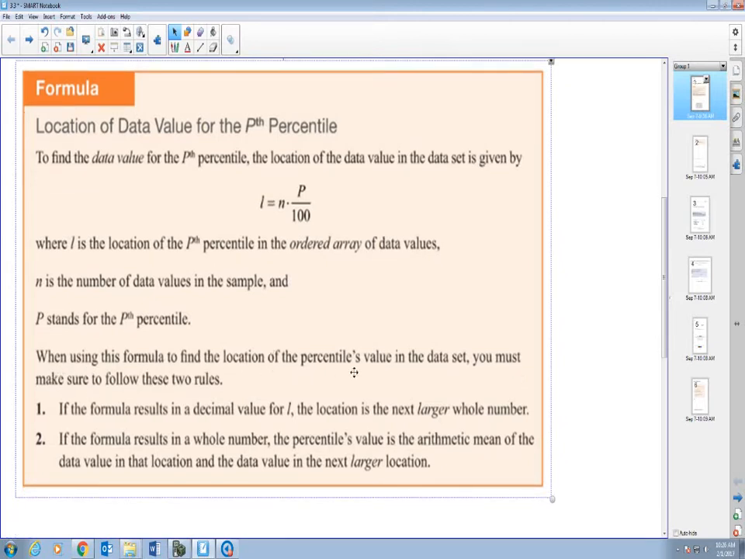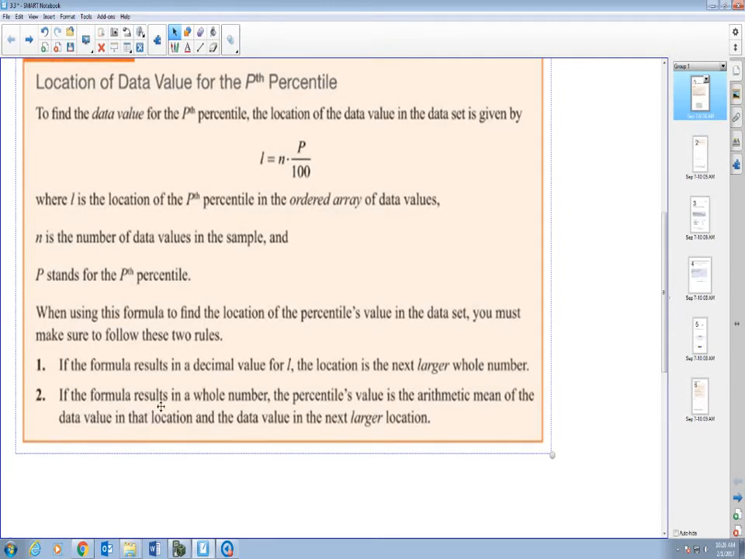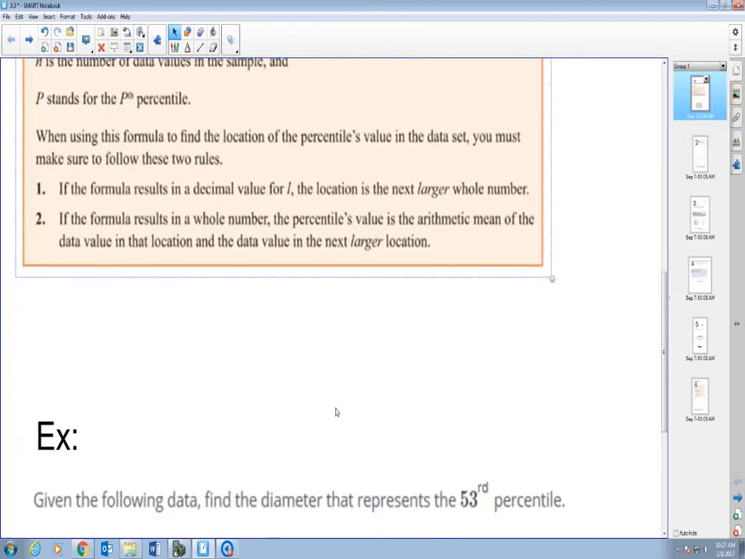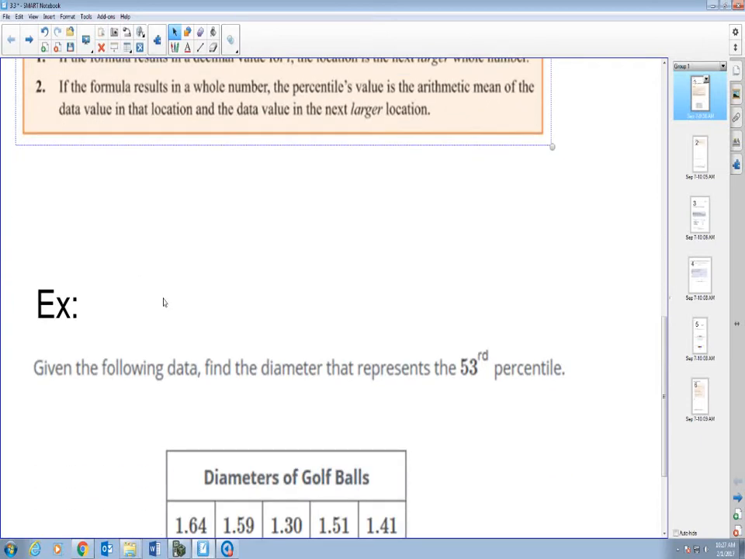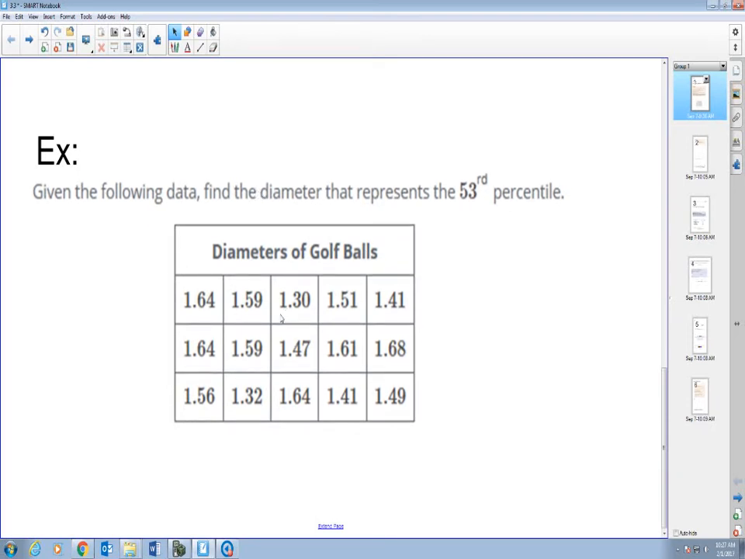When we're using this formula to find the location, you must make sure to follow these two rules. If the formula results in a decimal value for the L, the location is the next larger whole number. If the formula results in a whole number, the percentile value is the arithmetic mean of the data value in that location and the data value in the next larger location. So let me show you what this is trying to say. This is kind of very strange.